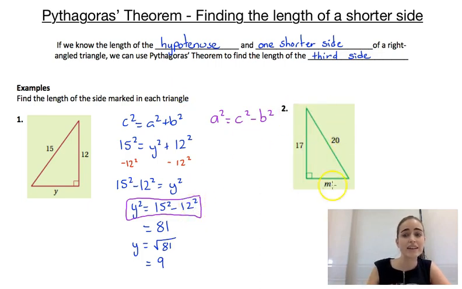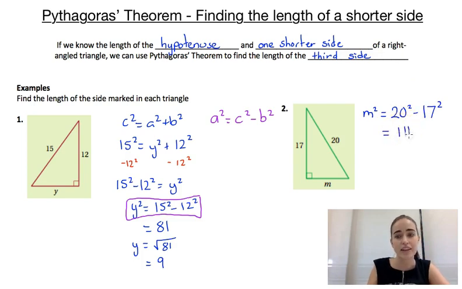Let's have a look at our second example. So this one, our hypotenuse is 20, and then we've got our 17, and we're trying to find m. So this time I am going to jump straight to this. So I'm going to have my short side squared, my m squared, is going to be my hypotenuse squared minus the other short side squared. Now if I put 20 squared minus 17 squared in my calculator, I'm going to get 111. So to find m, I'm going to take the square root of 111.